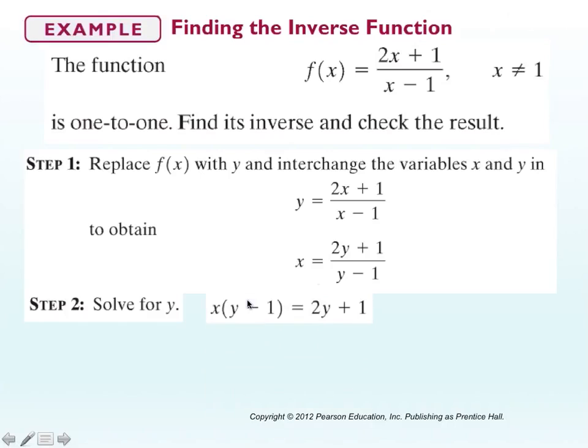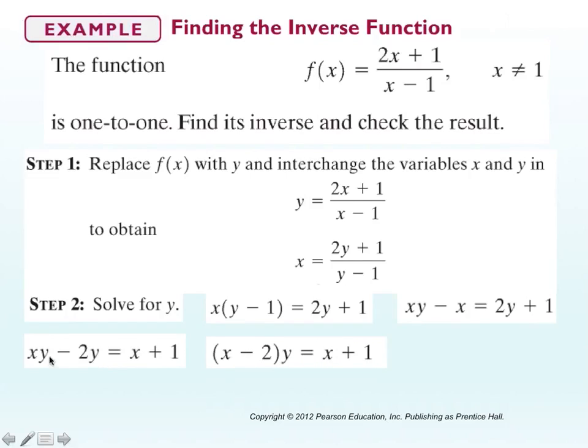And then we solve for y. So if we multiply both sides of our equation by the denominator, we get x times y minus 1 equals 2y plus 1. And then we distribute, so we get xy minus x equals 2y plus 1. And then we get everything that's attached to a y on one side and everything else on the other side. So we take this 2y and we subtract it, and we take this negative x and we add it. So we get xy minus 2y equals x plus 1.